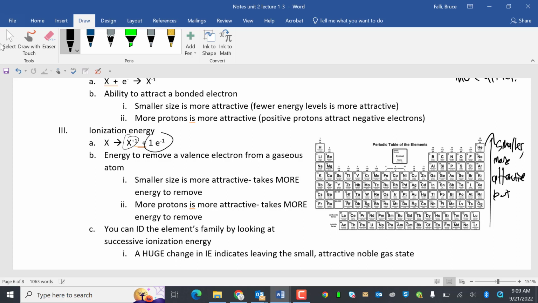Okay. So this is smaller, more attractive, so takes more energy. Remove a valence.